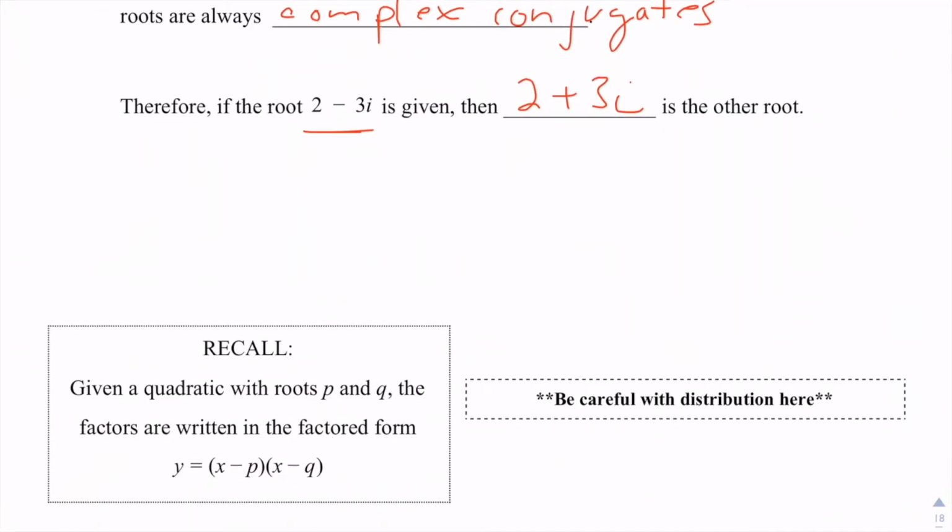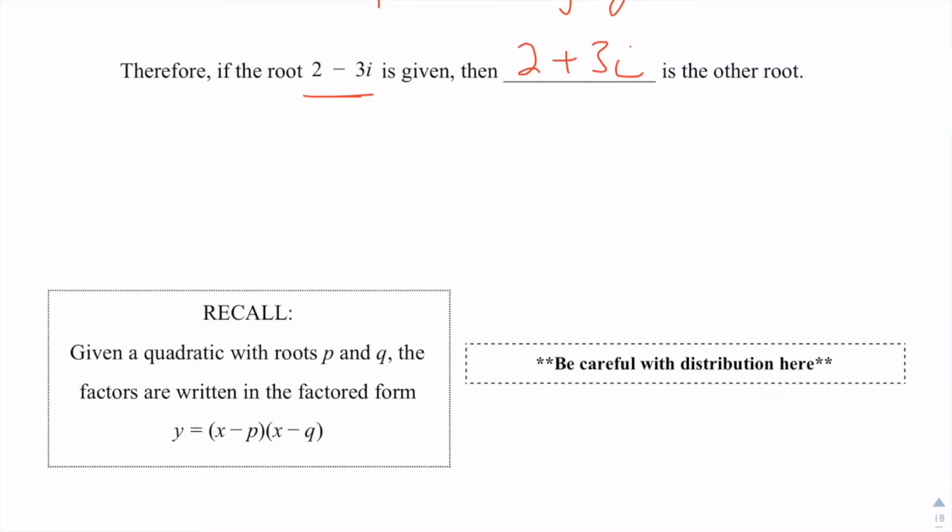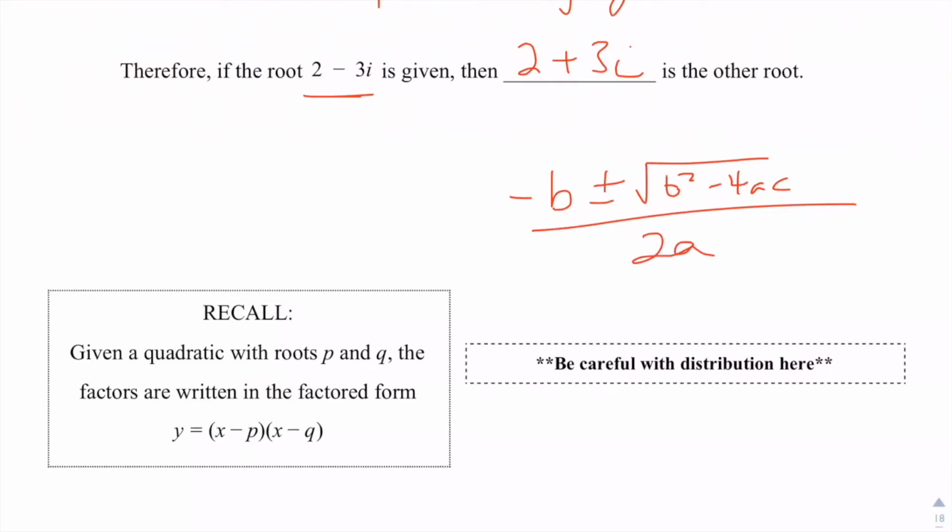This happens naturally with the quadratic formula because the quadratic formula, negative b plus or minus the square root of b squared minus 4ac all over 2a, is going to give you a number plus a number, which could be imaginary or real, over a number, and a number minus a number, which could be imaginary or real, over a number.